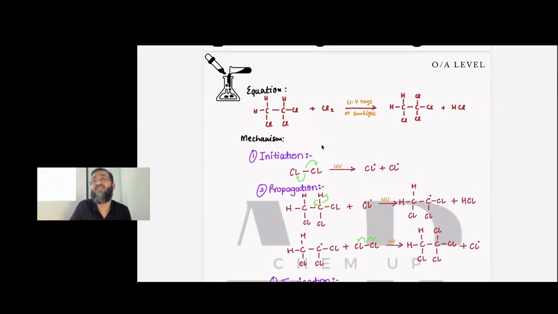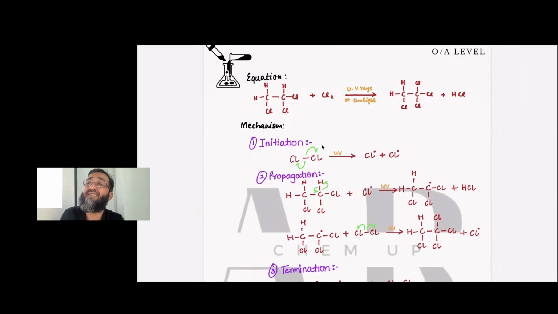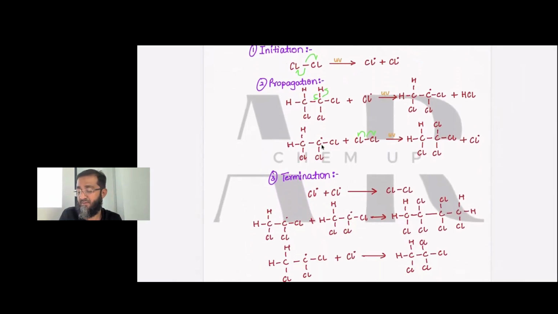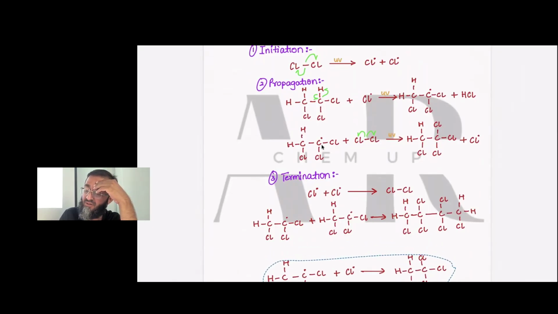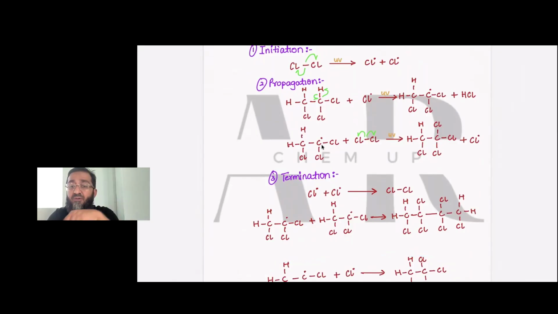CH2, CH3, Cl3 right now. Otherwise, the starting material reactant would be ethane, C2H6. No, that is not propagation. That's what I'm going to discuss right now after this. That was the question like this.